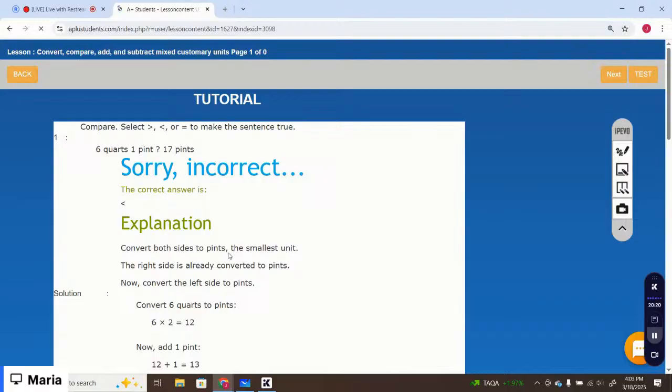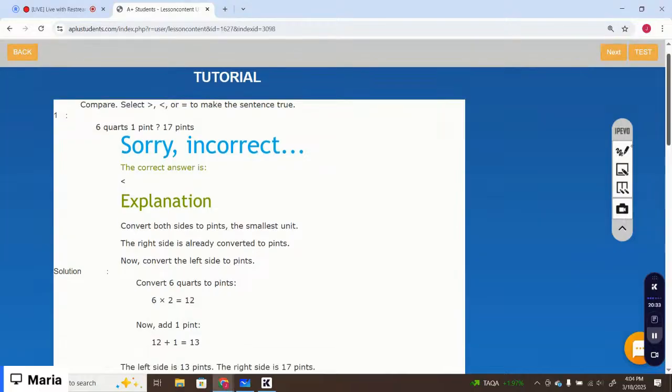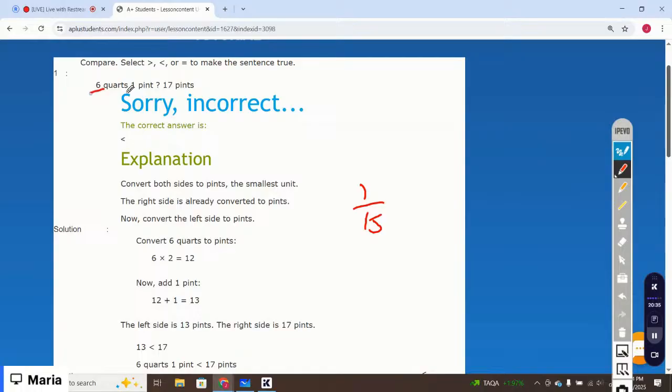Compare, select less, greater, or equal to make the statement true. 6 quarts 1 pint, you have to compare it to pints, right? So you need to convert all of them into pints. So you have 6 quarts, convert this quart to pint. 1 quart equals 2 pints. So you have to do 6 times 2, 6 times 2 is 12. And you already have 1 pint here. So 12 plus 1 is 13 pints. So now 13 is less than 17. 13 is less than 17.